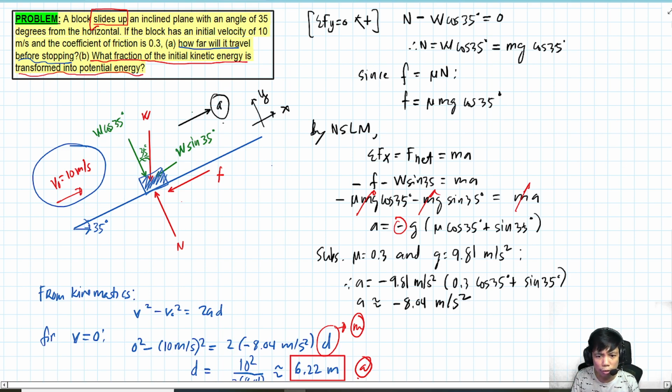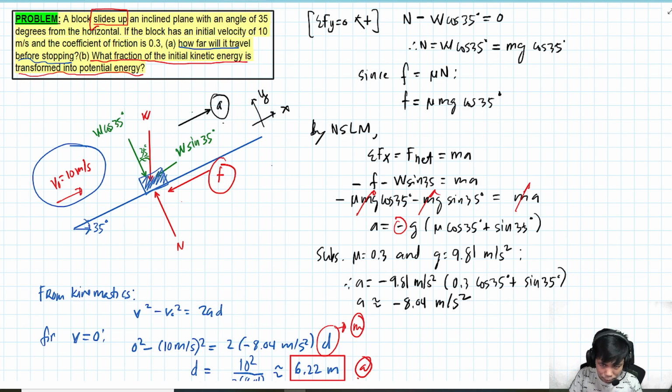Okay, kasi ganito yan guys, di ba meron tayong friction dito? Ibig sabihin, not all of the initial kinetic energy will be transformed into potential. Some will be transformed as heat due to friction. So, ito guys, ratio lang to.